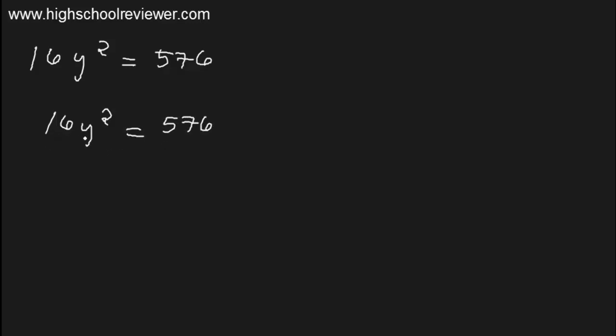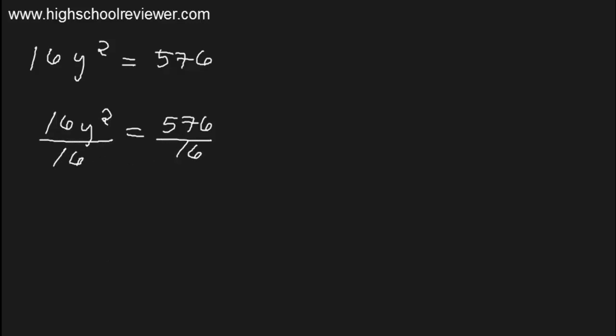Solving quadratic equations by extracting square roots. Our next problem, we have 16y squared is equal to positive 576. So to solve this, we first need to separate 16 from 16y squared. So to separate 16 from 16y squared, divide both sides of the equation by 16.